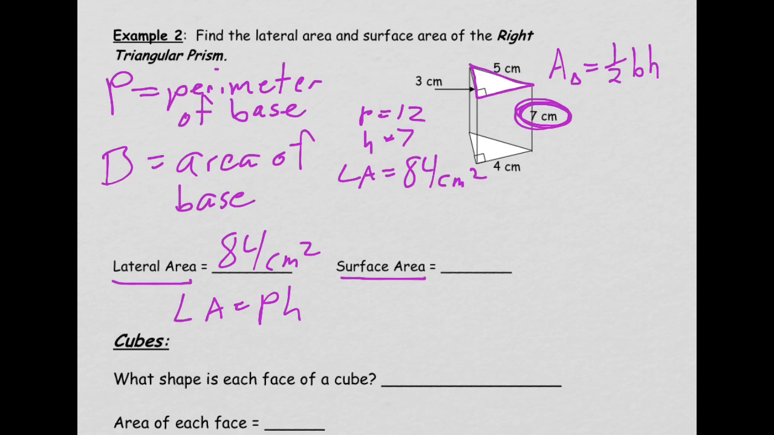And then for surface area, it's just your perimeter times height, which we already figured out. And then plus, you got to add in your two bases, big B. So surface area, we said that was 84 plus area of your triangle. What did we get? Tommy, did you get the area of the triangle? No, I didn't get that far. All right. Abby, did you get the area of the triangle? Okay. Who got the area of the triangle? Yeah, Allie?